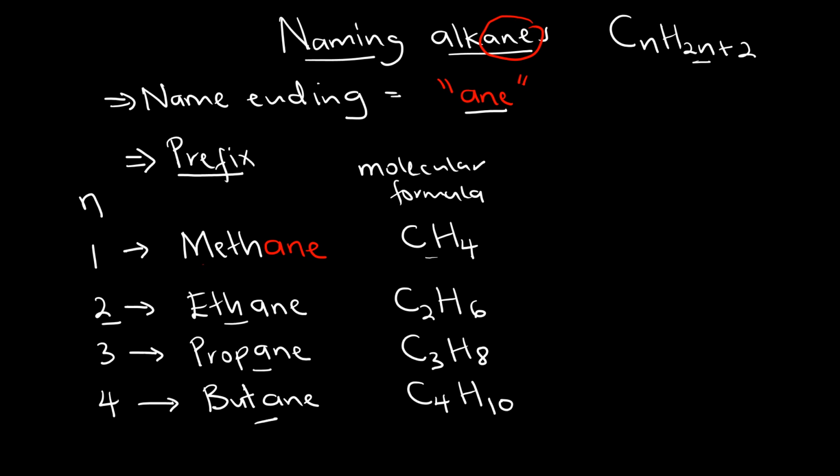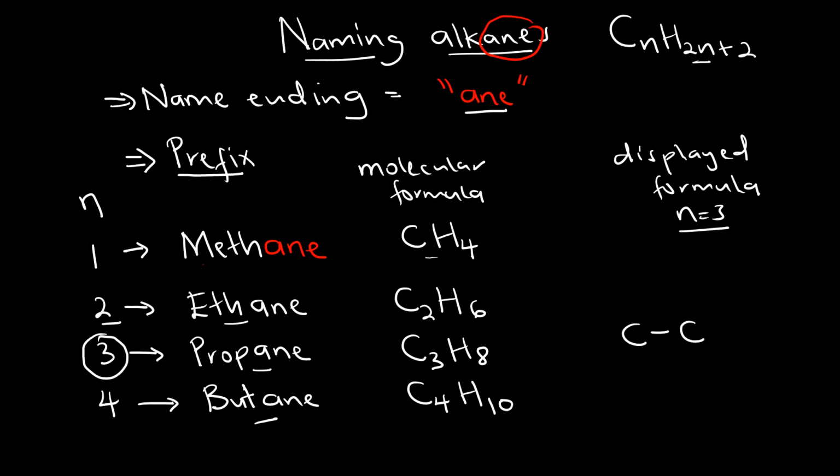They have the same name ending, ANE. They all contain only single covalent bonds. And maybe we can have a sketch of our displayed formula for the value of N equal to 3. So for N equal to 3, we shall have propane. So we are going to sketch how it could look. We shall have our 3 carbon atoms, each bonded to at least 1 carbon atom. And then we shall be left with our 8 hydrogen atoms.